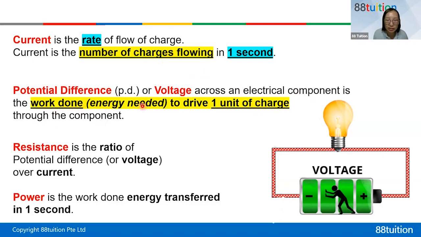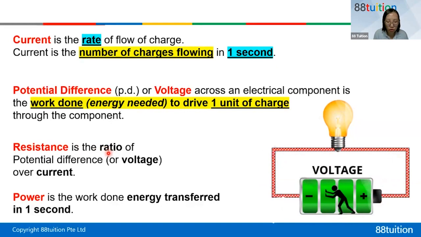How much energy is needed? That is the potential difference. So for example, if you want to know the potential difference across the battery, it means how much energy is needed to drive 1 unit of charge across from one point to another point.